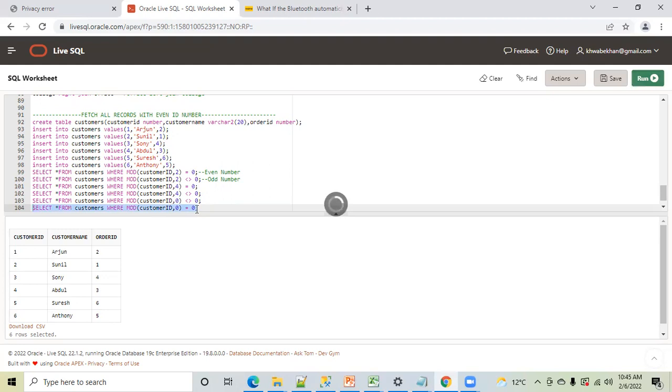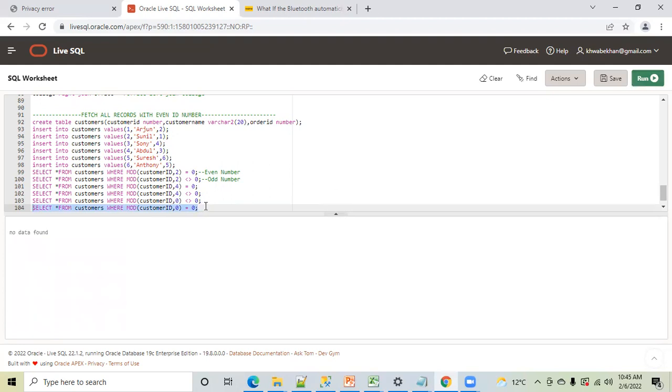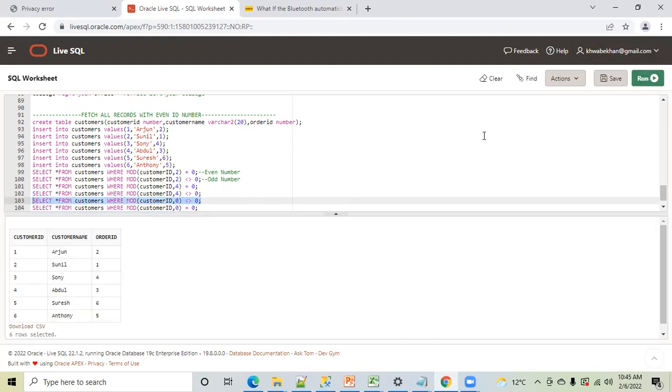You need one minute. Yeah, you were telling something. I was just saying we need an alternative way to write the same query to get the same output. So you can use here 1, equal to 0. We'll get all the records.